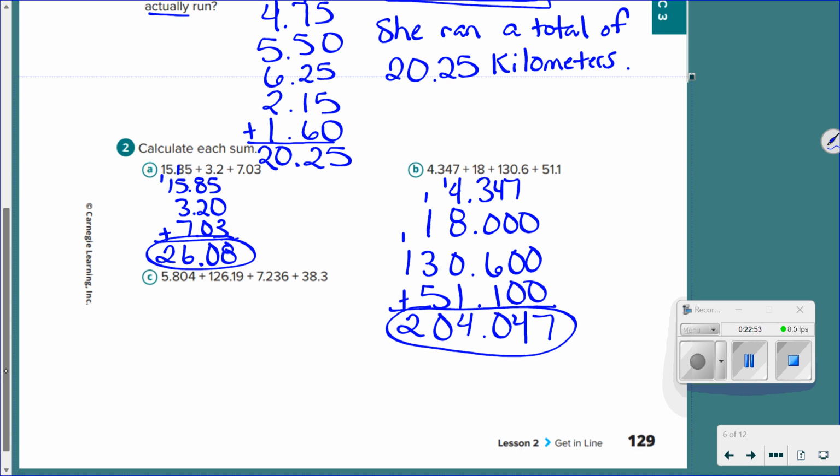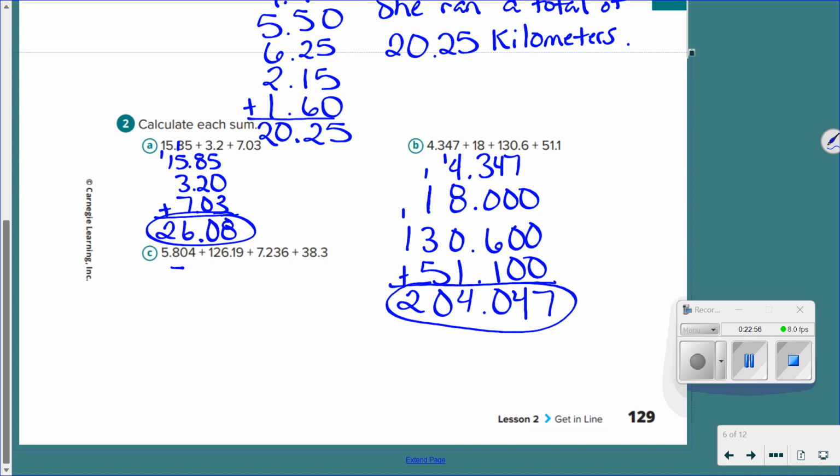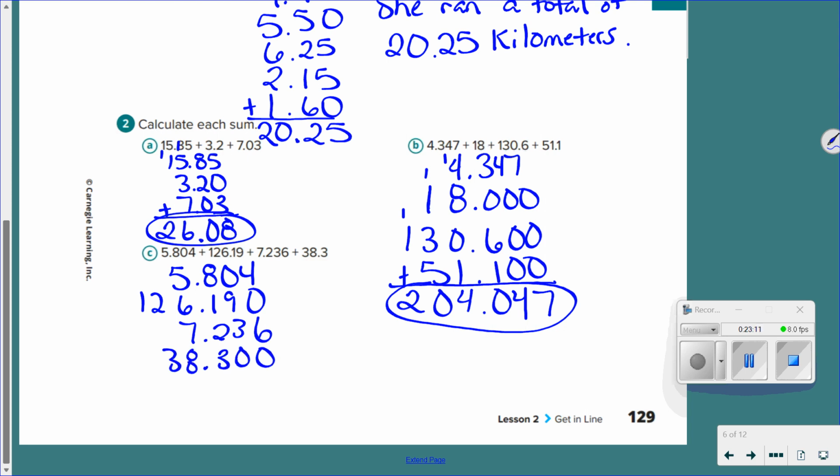And letter C. 5 and 804 thousandths. 126 and 1900ths, add a 0. 7 and 236 thousandths. And 38 and 3/10 with 2 trailing zeros. So that's 4, 12, 10, 12, 15. Carry my 1. 1 plus 5 is 6. 6 plus 6 is 12. Plus 7 is 19. Plus 8 is 27.